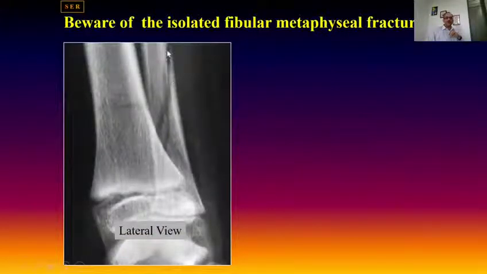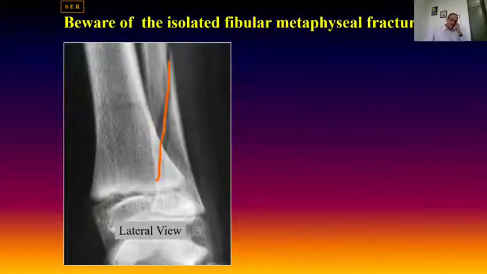Also, if you see just a spiral fracture of the fibula, beware of that fracture, because the tibial fracture can be a Salter 1 injury which you will miss. So if you look closely on the lateral view, there is a mismatch between the distal tibial epiphyseal plate and the articular plate. So you can see that it is translated.